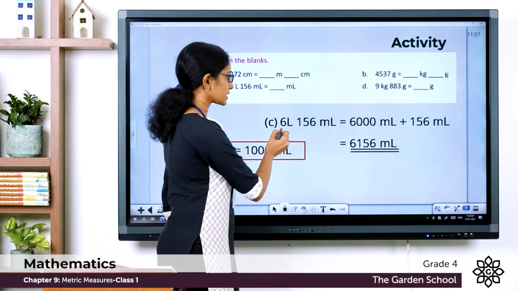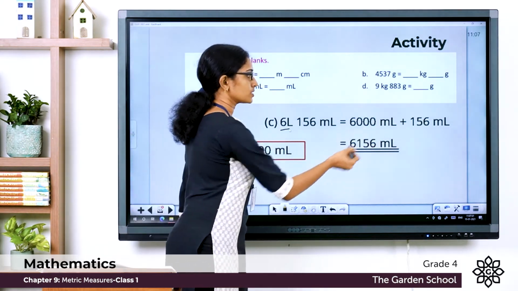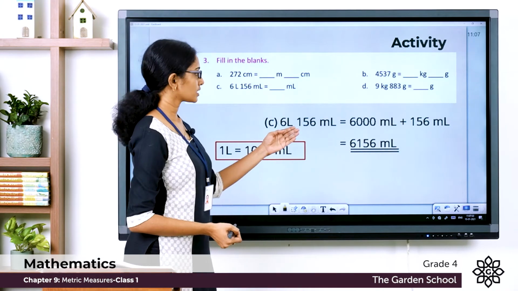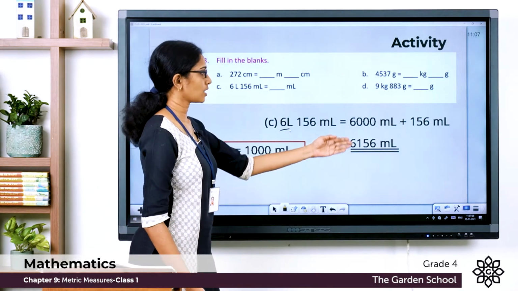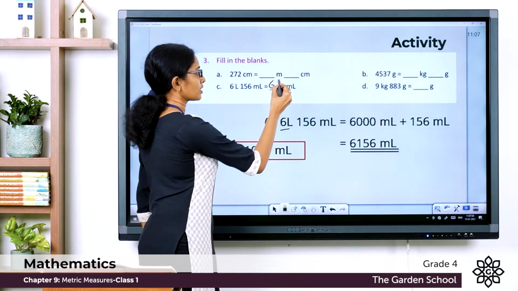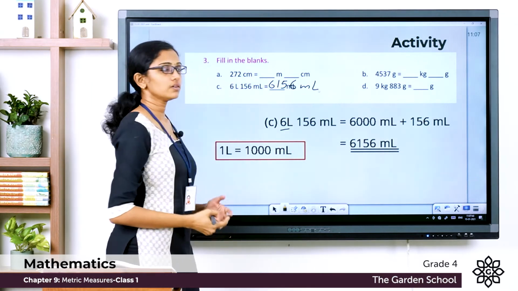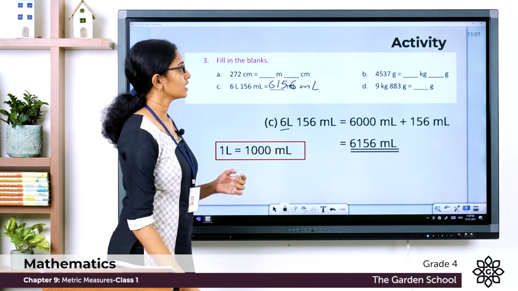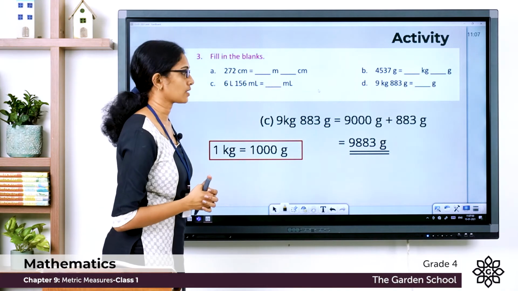So you can write this 6 liters as 6 into 1000 milliliter or 6000 milliliter plus the 156 milliliter. So that equals 6156 milliliters. Now the last question, question D, 9 kilogram 883 gram is equal to dash grams.